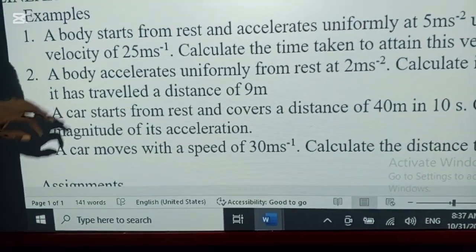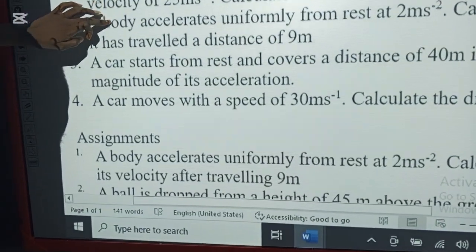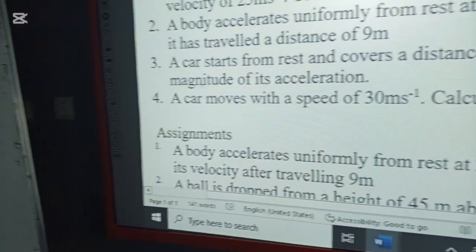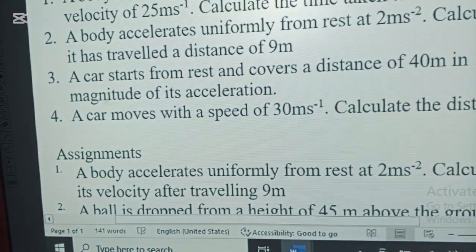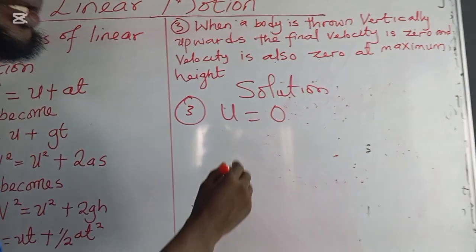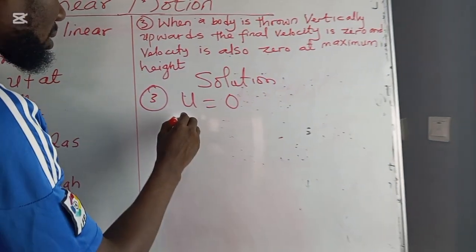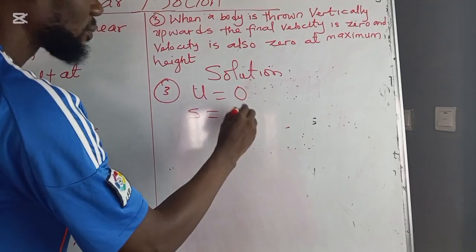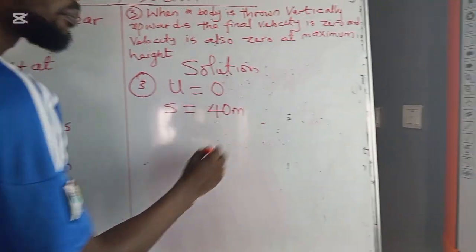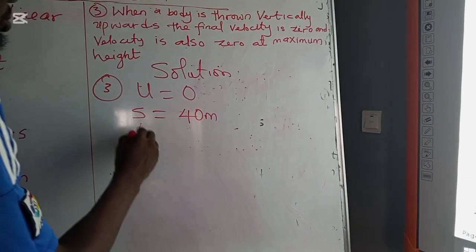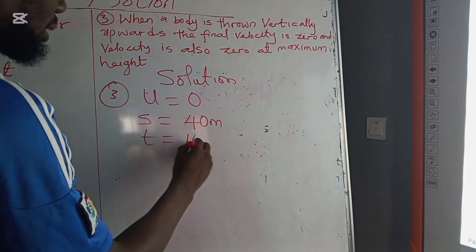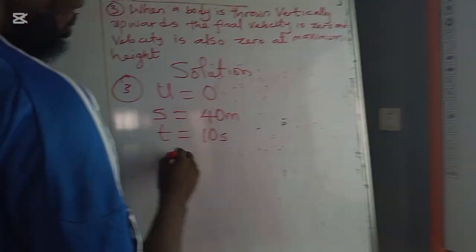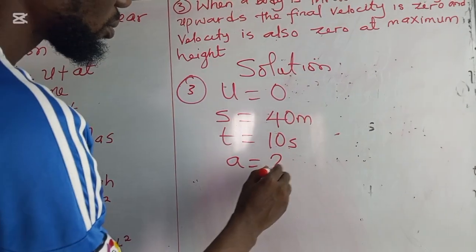Now let's also analyze question number 3. It says a car starts from rest. Whenever a car starts from rest, its initial velocity is always 0. That covers a distance of 40 meters, so distance is 40 m. In 10 seconds, so time is 10 seconds. Calculate the magnitude of acceleration. So acceleration is what we are looking for.